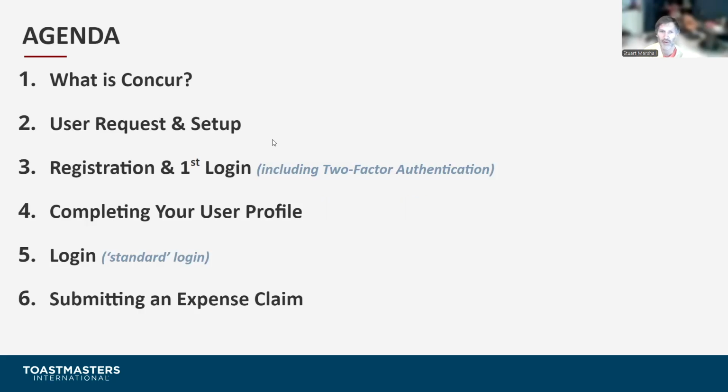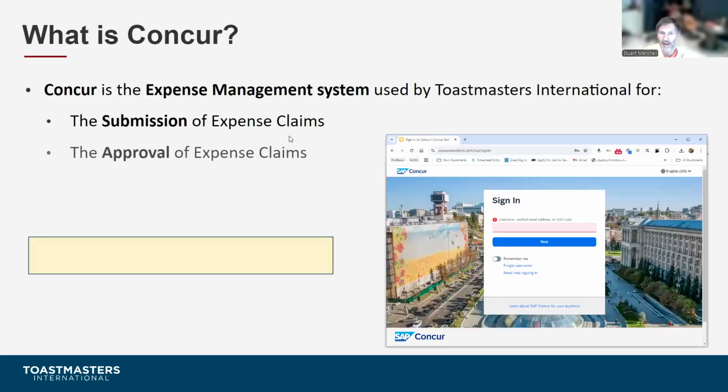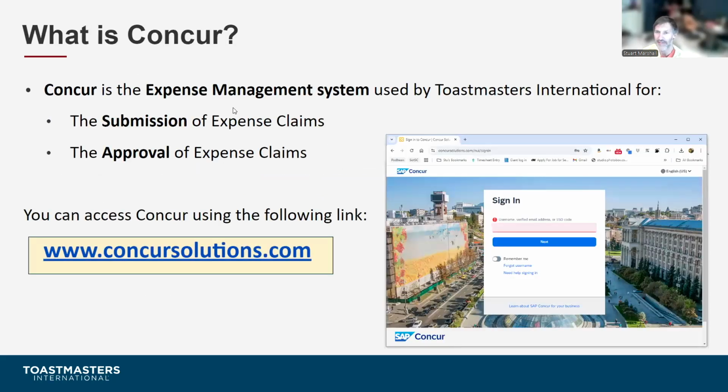So what is Concur? Concur is basically an expense management system. Some people may have used it in their day jobs, but it's the system used by Toastmasters International for both the submission of expense claims, but also the approval process. Just for convenience, I've included the link, concursolutions.com, to access the platform.